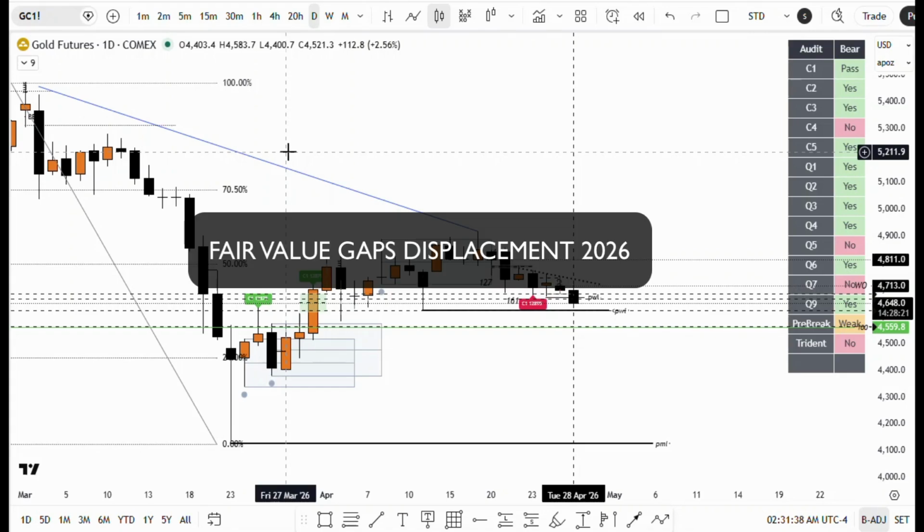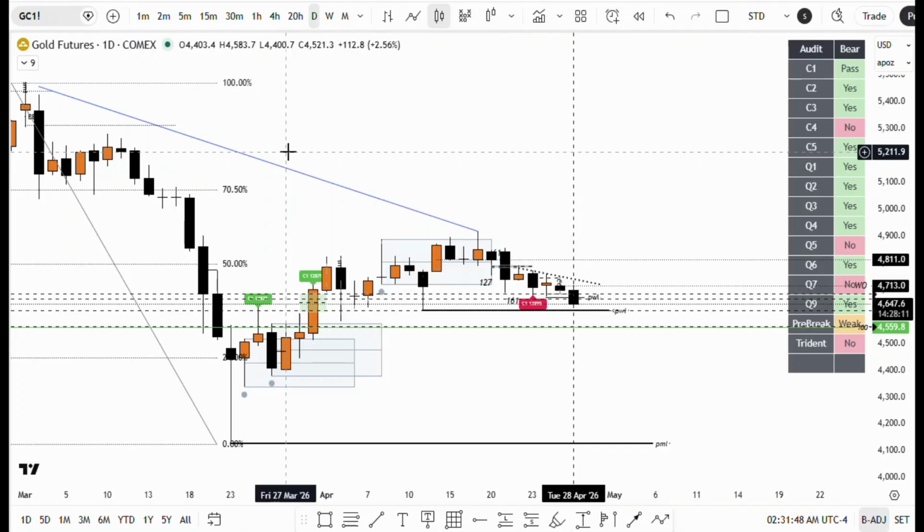Welcome everyone to the channel, and in this video we're going to be talking about fair value gap displacement models. I'm going to show you how to filter out bad fair value gaps. I use two filters, and I use this in conjunction with my model.